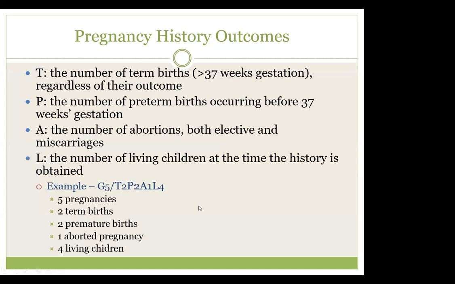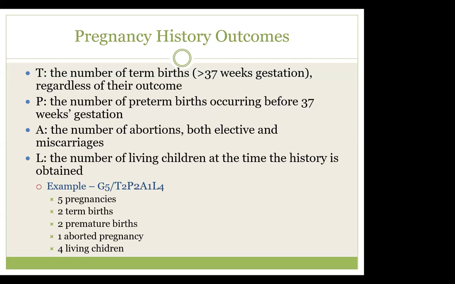The more detailed pregnancy history is the G5 or GTPAL. Okay, so the GTPAL. So what this stands for is G is still gravida, the number of pregnancies that the mom has had, total pregnancies. T is the number of term births. So that means greater than 37 weeks gestation. Okay, regardless of the outcome, regardless of whether they lived or not, that mom carried this many past 37 weeks.